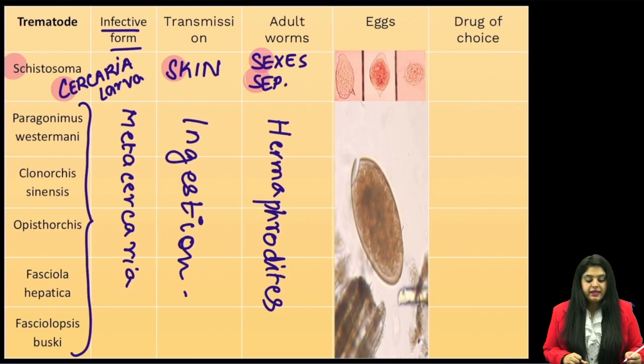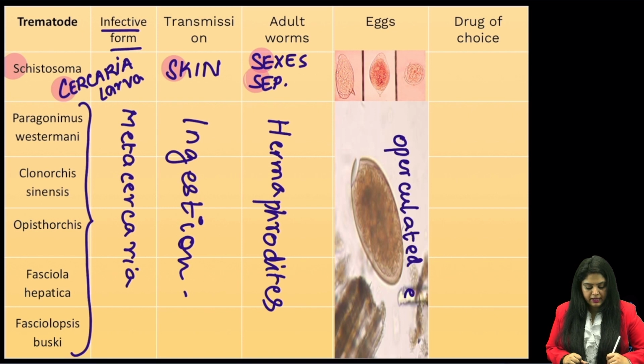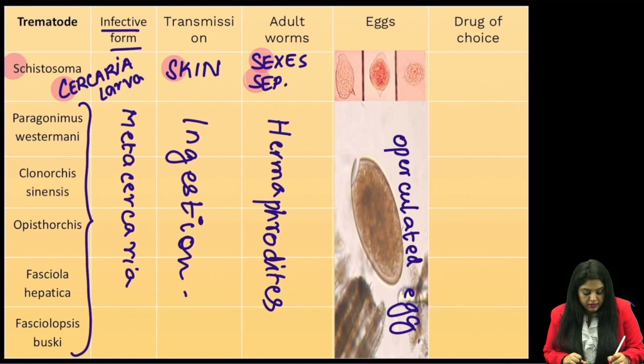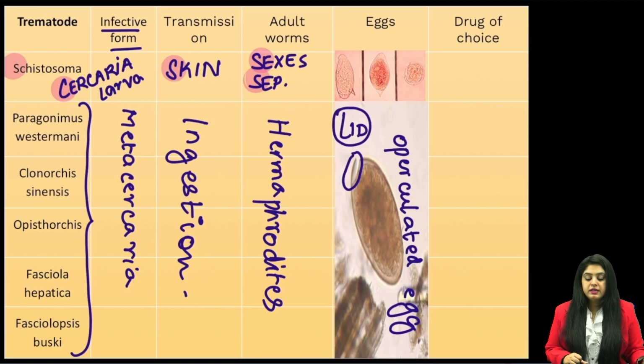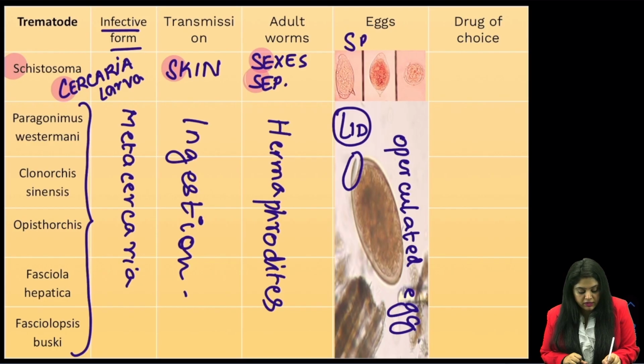Now coming to the eggs. All of them are going to have operculated eggs. What do I understand with operculated eggs? You will see an egg which has a lid over here. All of them have operculated eggs, but Schistosoma says no, I want the S. I will have eggs which have an S for spine.